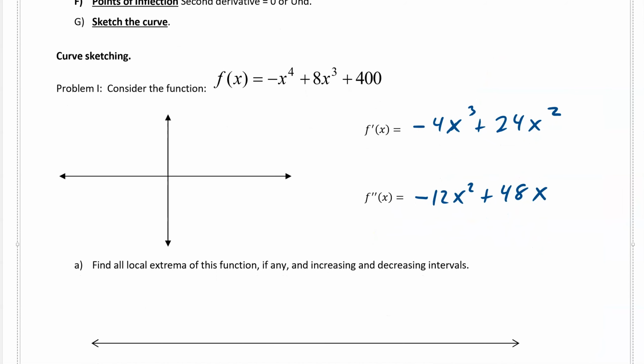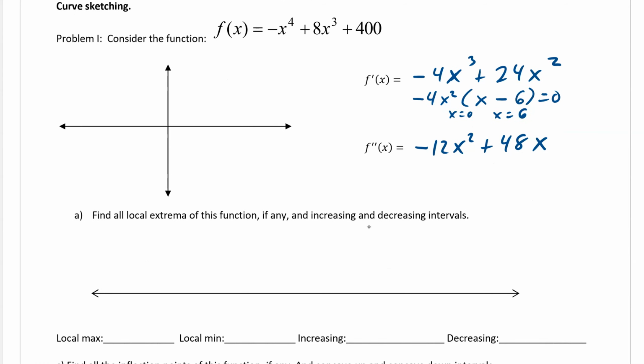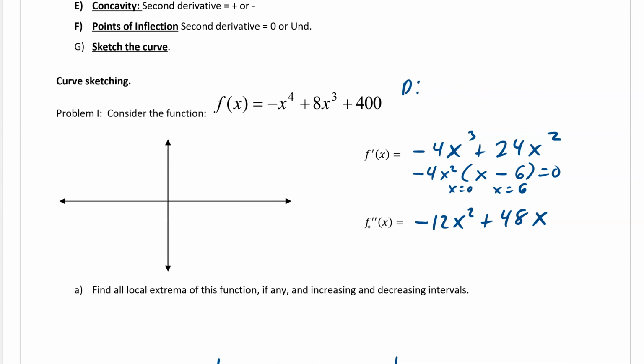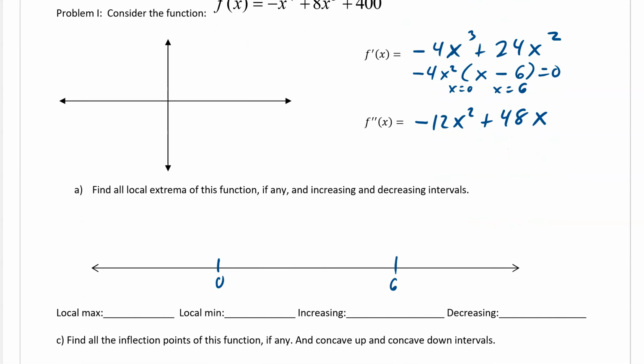So to find local extrema, we use our first derivative. So let's set this equal to 0 and see what we get. If we factor out negative 4x squared, we would end up with x minus 6. And so we end up with x equals 0 and x equals 6. So let's place those on our graph, 0 and 6. And the reason we haven't talked about domain is this is a polynomial. And so with polynomials, we already know our domain is from negative infinity to positive infinity. So we're going to be looking at everything.